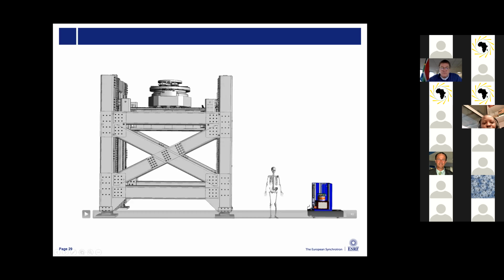When you compare the three, this here is the sample stage at BM18 when it is complete. This is what it's going to look like compared to the size of a human being, and compared to the current sample stage which we are using at BM05. I think this gives you a very good impression of what this is going to look like.